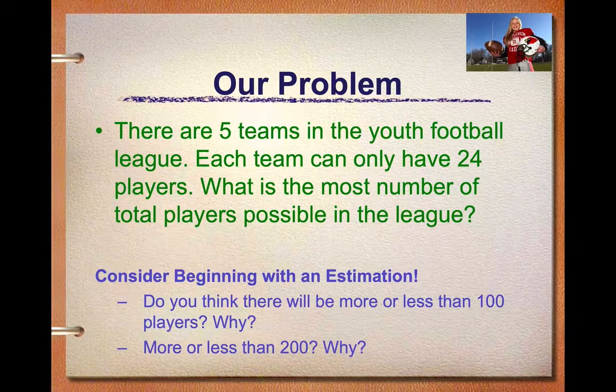All right, well, no matter how you did it, let's take a look at what you did and a few of the ways here. And let's, as usual, approach it through a context so we can think about it in terms of a context. So here's our context for this first part of the video. There's 5 teams in the Youth Football League. Each team can only have 24 players. What's the most number of players possible in this league?